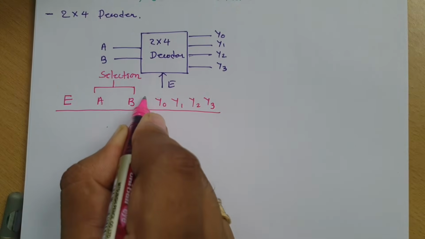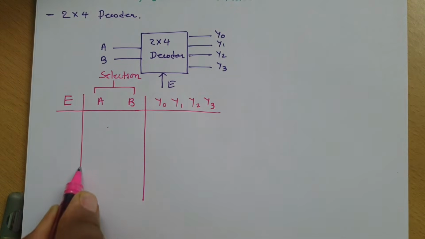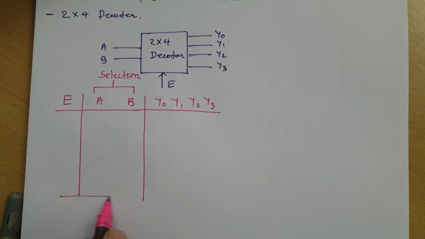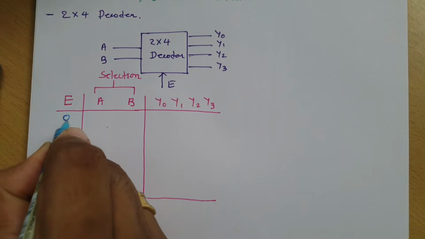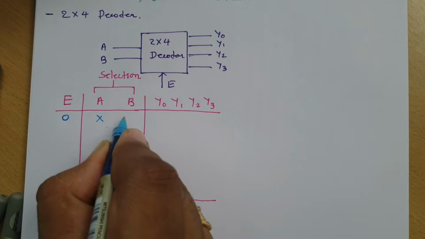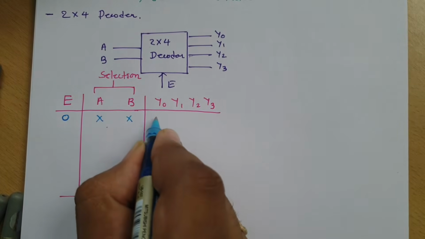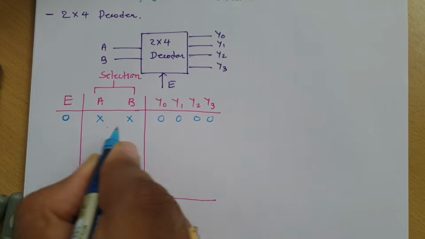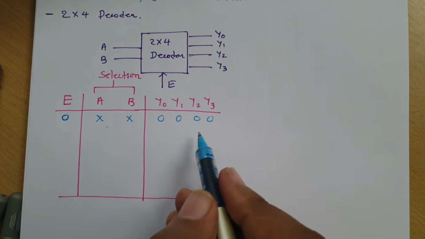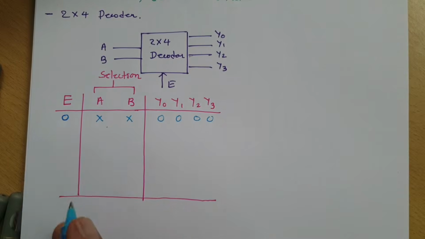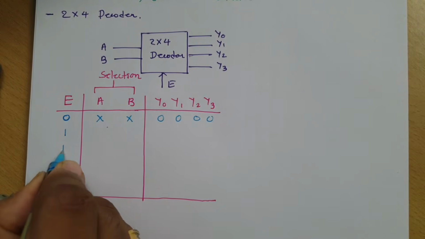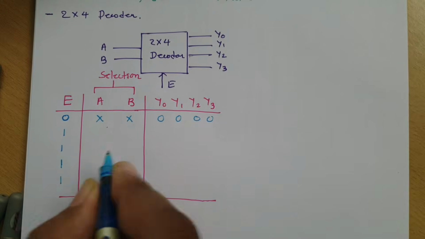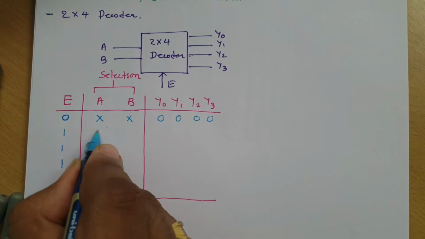Now let us understand how selection happens and how this circuit functions. To understand it, let us consider the first situation. In the first situation, if enable equals 0, then no matter what our input for selection is, the output will stay 0. So see, as I have told, the decoder is disabled in case E equals 0. But when E equals 1, there are a total of 4 combinations possible for A and B.